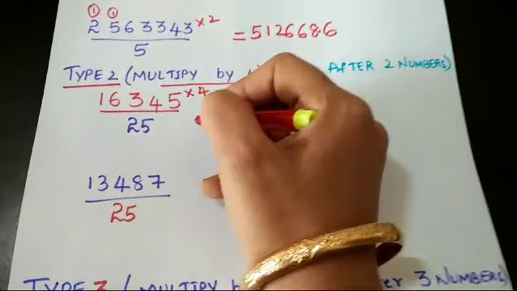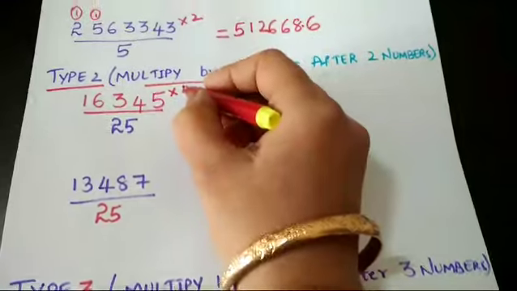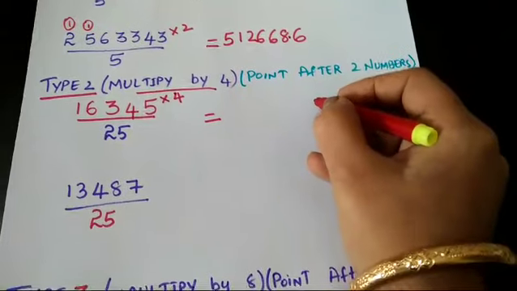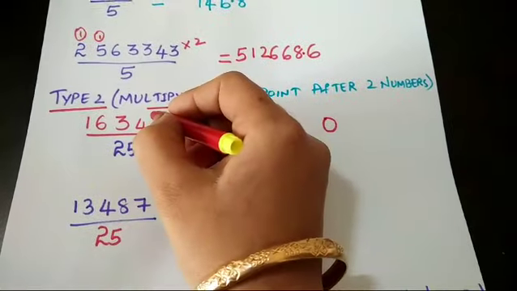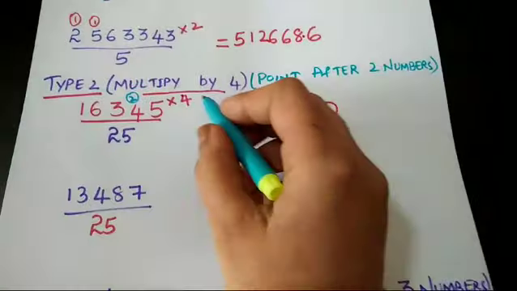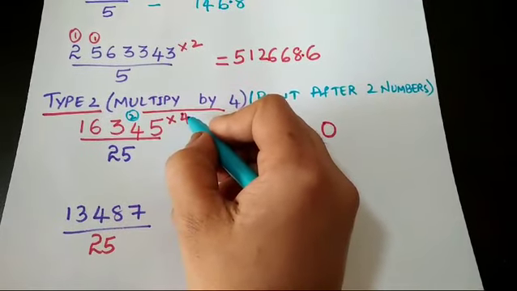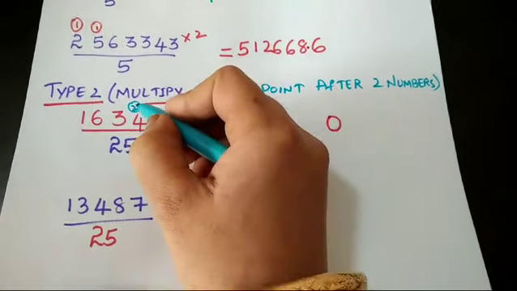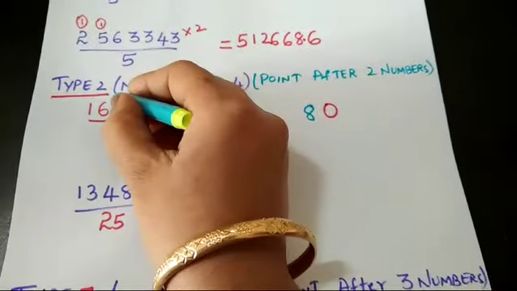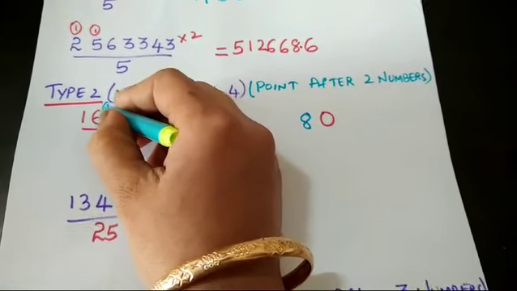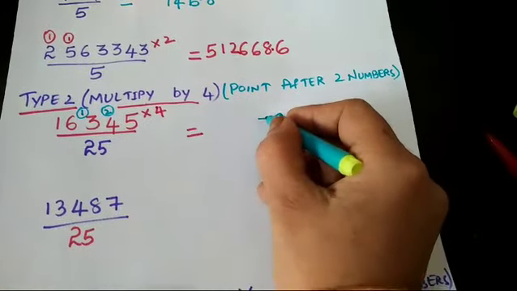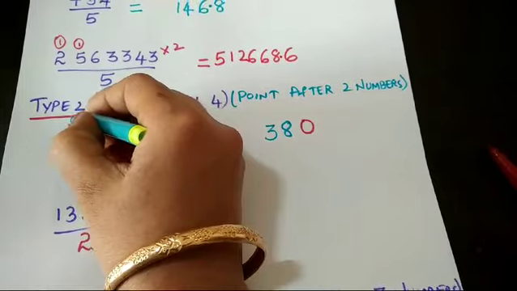multiply by 4. Now multiply, 4 5s are 20. So I'll write 0 here and 2 I will give as the carry to the next number. Friends, 4 5s are 20, 2 is a carry. Now next number, 4 4s are 16 plus 2 is 18. 8 I will write here and 1 take as a carry to the next number. 4 3s are 12 plus 1 is 13. Now 3 I'll write and give the carry to the next number.